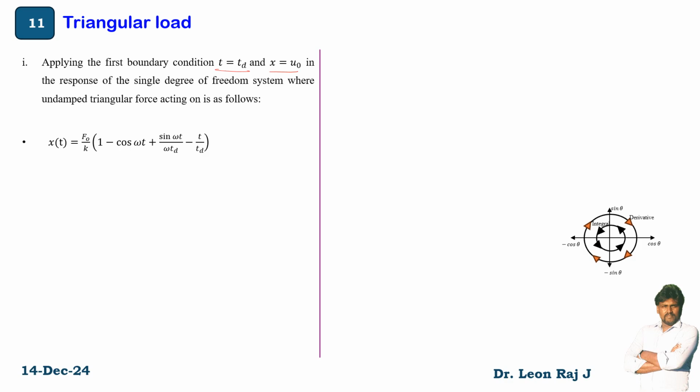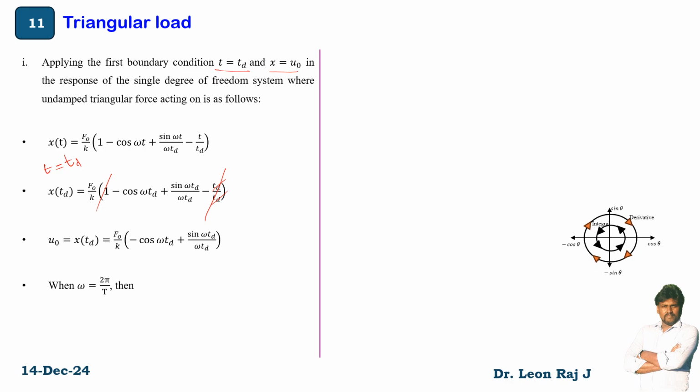So just substitute x of t equals, this is your response, f0 by k times 1 minus cos omega t plus sin omega t divided by omega td minus t by td. Just substitute t equals td, and you get f0 by k times 1 minus cos omega td plus sin omega td by omega td minus td by td. This whole term gets cancelled. So here 1 and this 1 get cancelled. So it is further simplified as u0 equals f0 by k times minus cos omega td plus sin omega td by omega td.